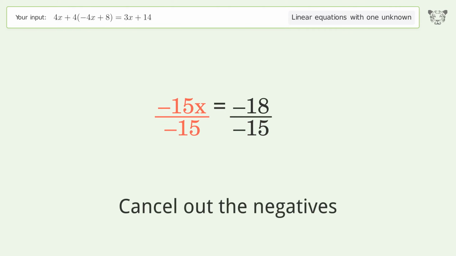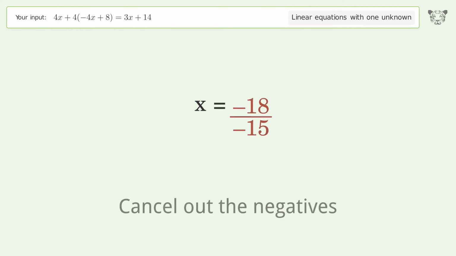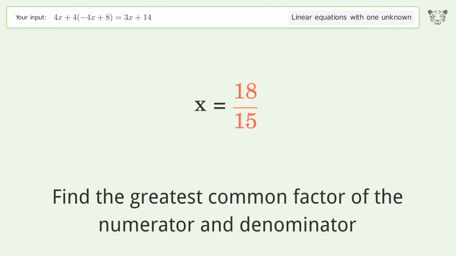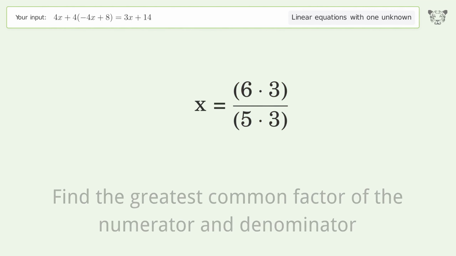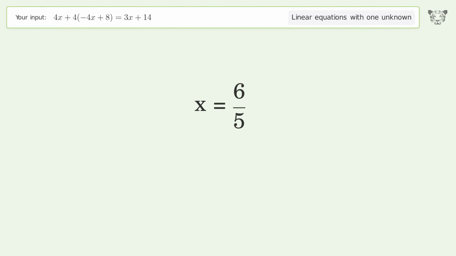Cancel out the negatives. Simplify the fraction. Cancel out the negatives. Find the greatest common factor of the numerator and denominator. Factor out and cancel the greatest common factor. And so the final result is x equals 6/5.